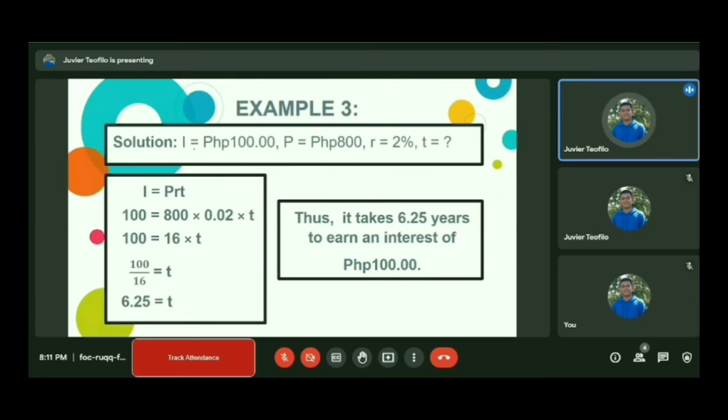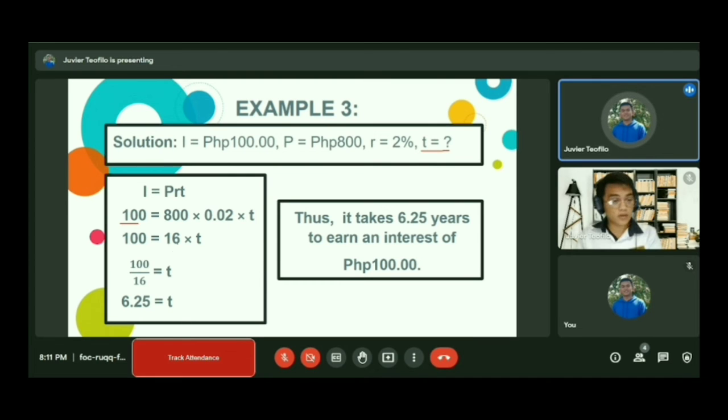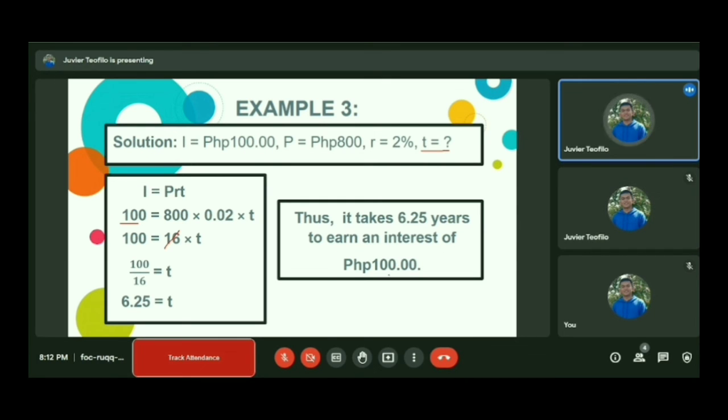Our solution is we have the interest amount of 100 pesos, the principal of 800 pesos, and the rate of 2% or 0.02. Why 0.02? 2 divided by 100 is equal to 0.02. So now let's find the value of our time. Using the formula I is equal to PRT, substitute the given, 100 is equal to 800 times 0.02 times T, or time. Then we have 100 is equal to 16 times time. 800 times 0.02 is equal to 16. Now divide both sides by 16 so that you can cross out the 16 on the right side. Then you have 100 divided by 16 is equal to T. It is equal to 6.25. Thus, it takes 6.25 years to earn an interest of 100 pesos.